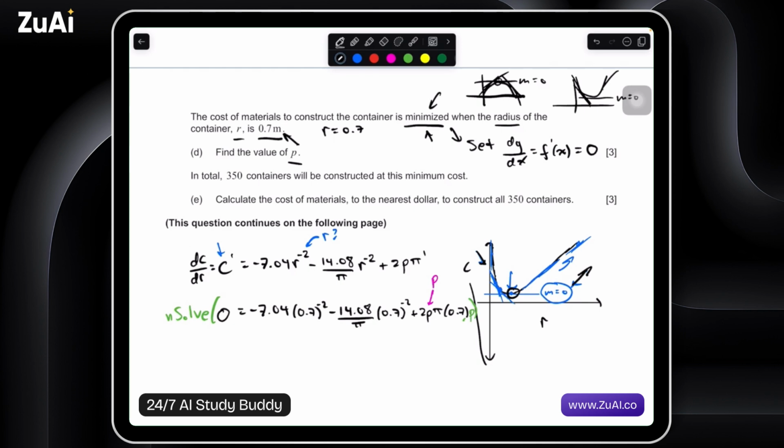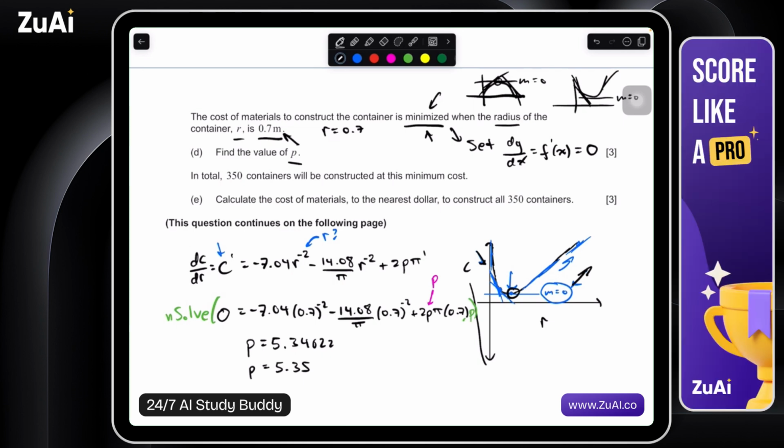So we had just this p as an unknown. And therefore p is equal to 5.34622, or p is equal to 5.35. Okay, and then we can imagine it's dollars. Wow. Okay. Good question. Good question.